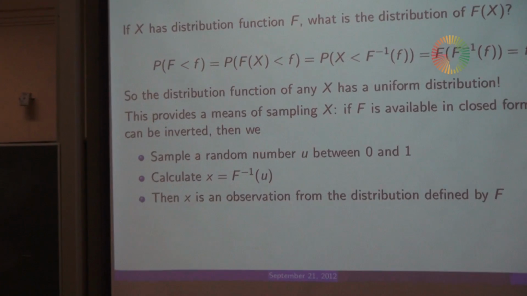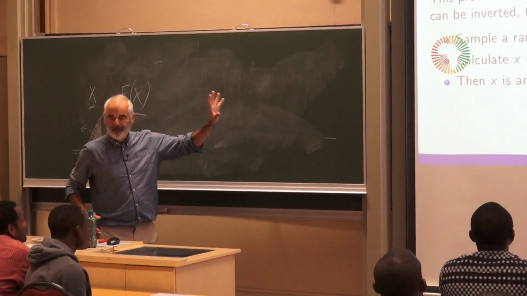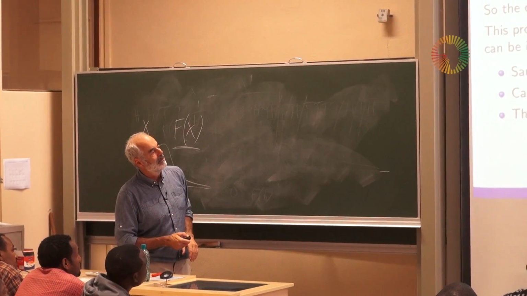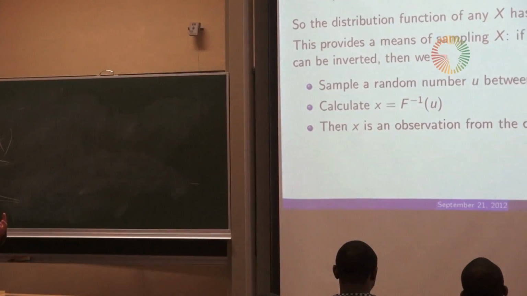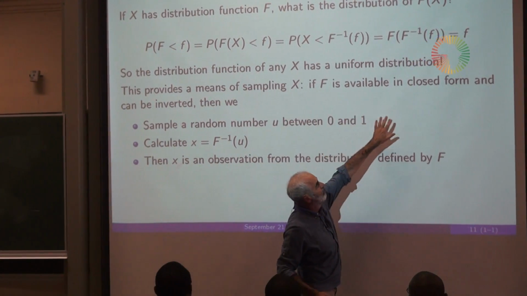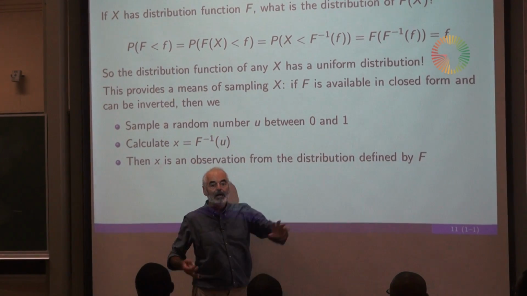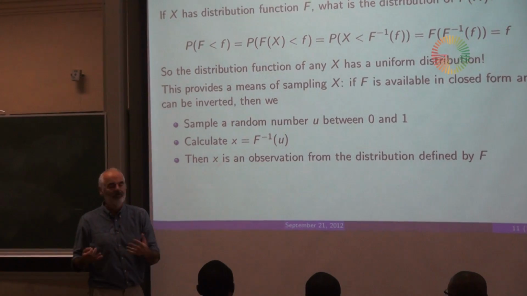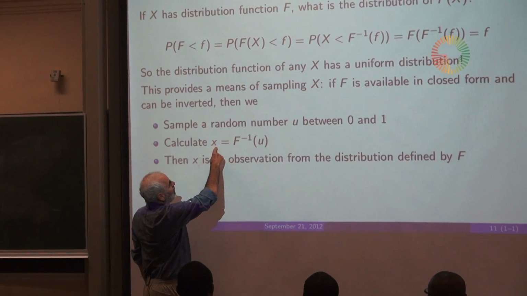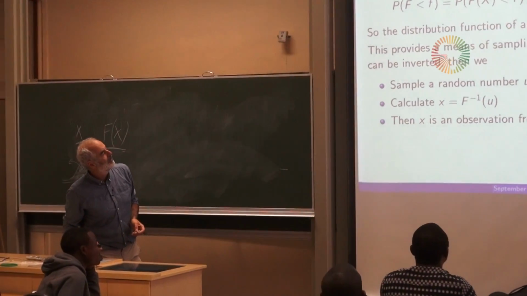Now, I went through that very fast, and I think you should look at it again. The crucial thing about why this is important is that it gives you a real neat way of sampling from a distribution. If I want to simulate from a distribution and I know F in closed form, all I have to do is sample a random number between 0 and 1, and any computer has programs that will generate that, and then take its inverse, and I get a value from that distribution.